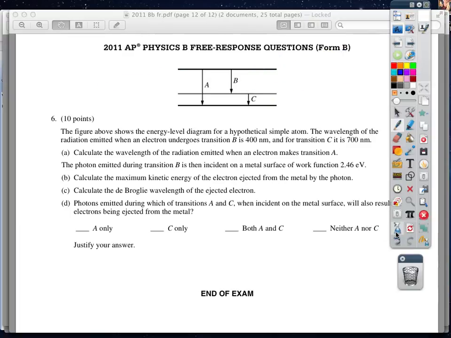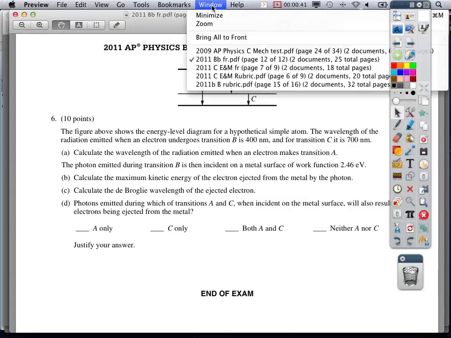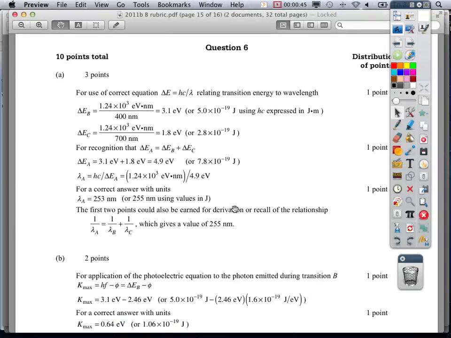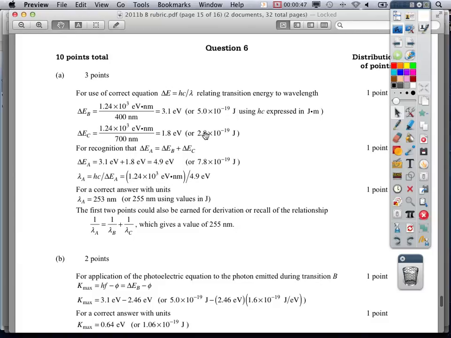And then, just to make that clear, what that means, you take a look at the rubric. We calculated the energy of B, energy of C. We added those two energies together, and then we were able to use the same equations that we used to find the energies from those wavelengths to go backwards and get the wavelengths from that energy. All right. Then we get our answer there.